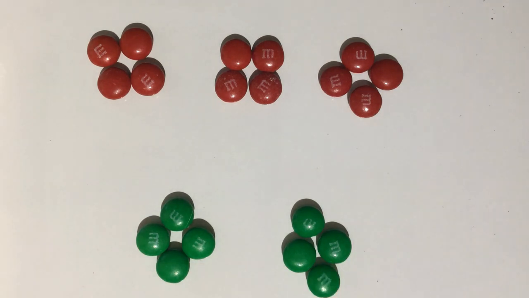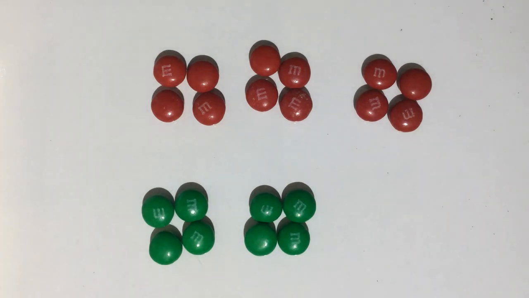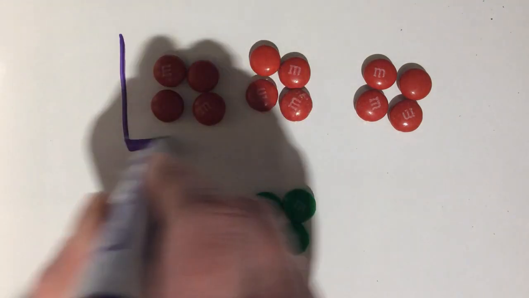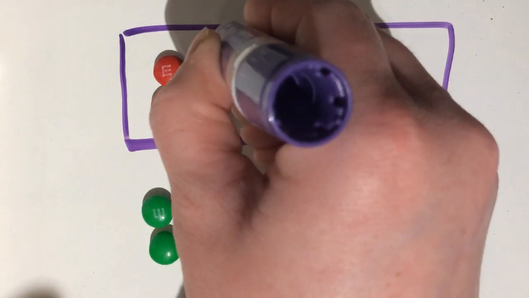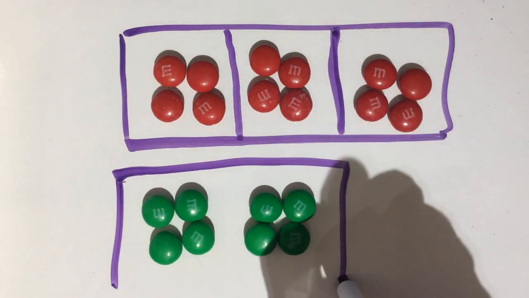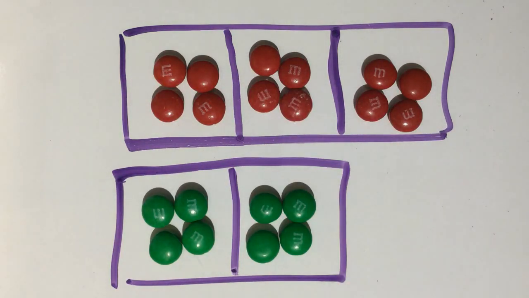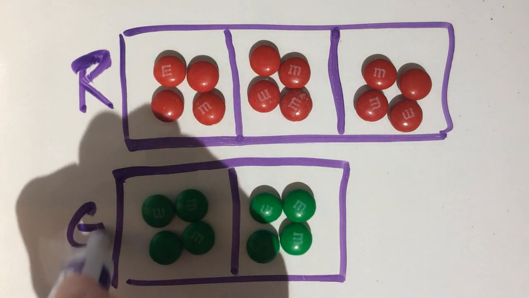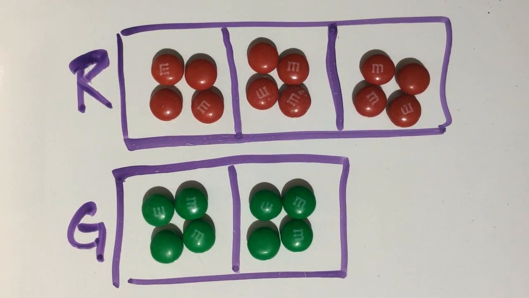Now, we don't always have red and green M&Ms in front of us to solve these problems, so that's where a tape diagram comes in. To make a tape diagram, I'm actually just going to take these groups that we naturally set up in our ratios, and I'm just going to create rectangles around them. Okay? I'm going to split each group into its own. I'm going to do the same down here. Notice how those rectangles make it look like it's got little pieces of tape. Now, it's very important that we always label our tape diagrams. So I'm just going to put an R for red and a G for green.